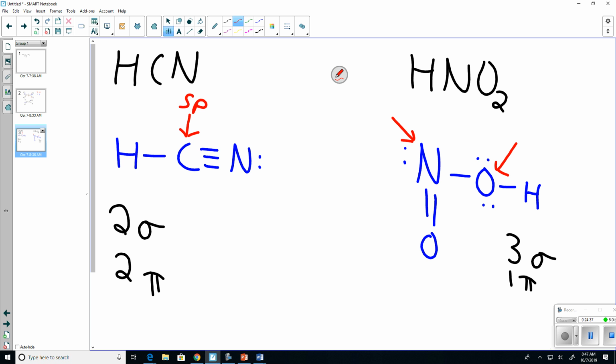If I recognize HCN is linear, that means 2 domains, it must be sp hybridized. In the HNO2, the nitrogen has 3 domains coming off of it. The double bond, the single bond, and the unbonded pair. Because it has 3 domains, it is sp2 hybridized.